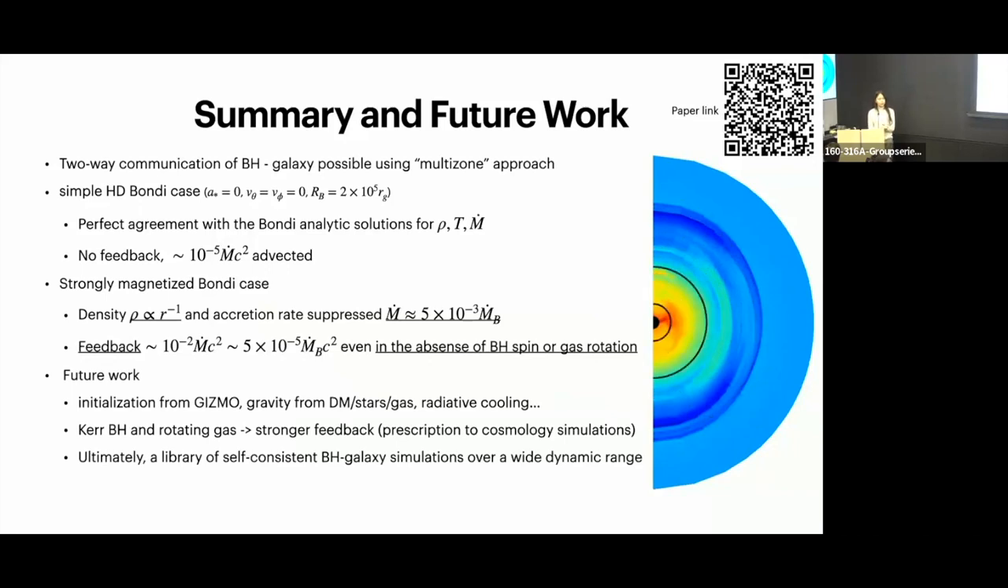In the future, instead of initializing from arbitrary conditions, I would like to initialize our outermost zone with GIZMO simulations which will be provided by Kung-Yi. External gravity from all of these components, radiative cooling, and so on. And on top of that, I'm very excited to add black hole spin and angular momentum of the gas to provide sub-prescriptions for cosmology simulations, such as jet or MHD winds. That would be very self-consistent prescriptions.